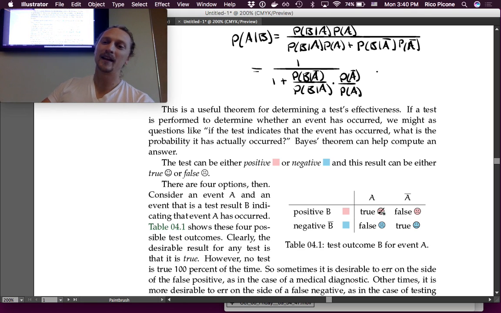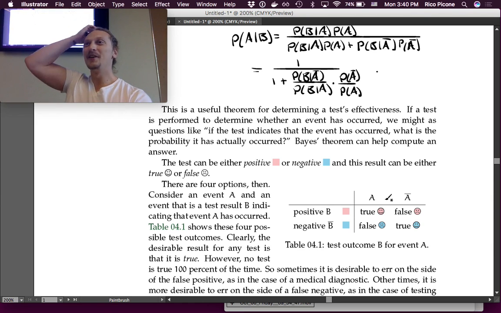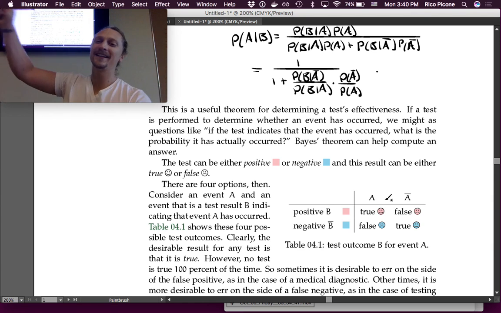Tests usually are for bad stuff. So I'm trying to think of tests. You were pregnant, you wanted to be pregnant. Oh, good one. I like it. You want to be pregnant.